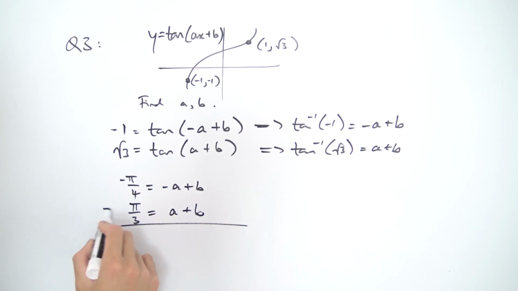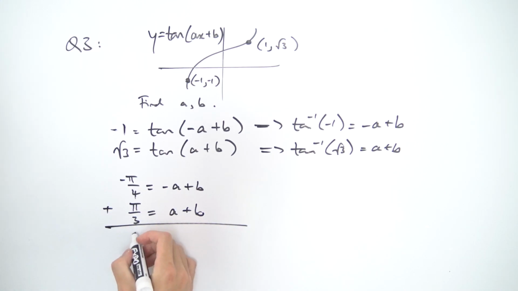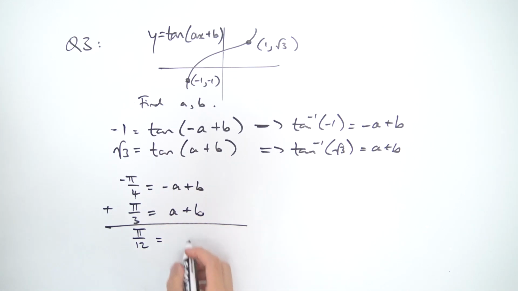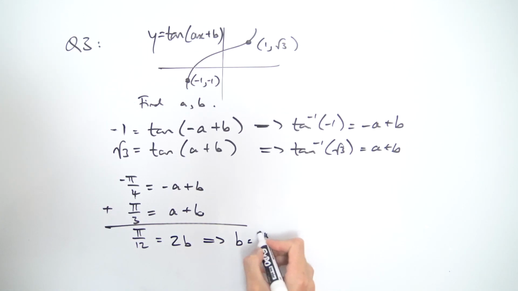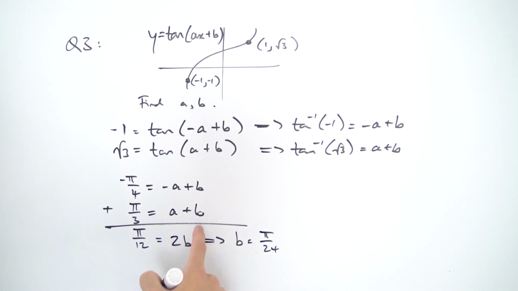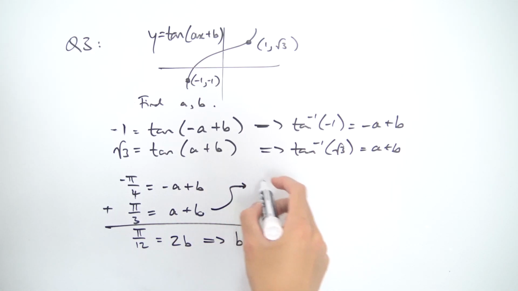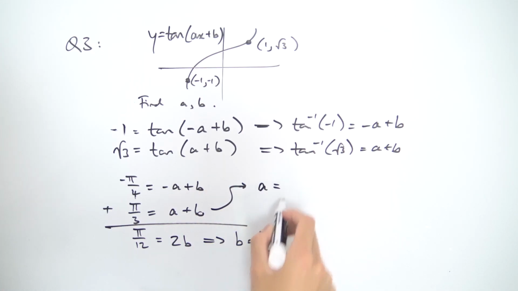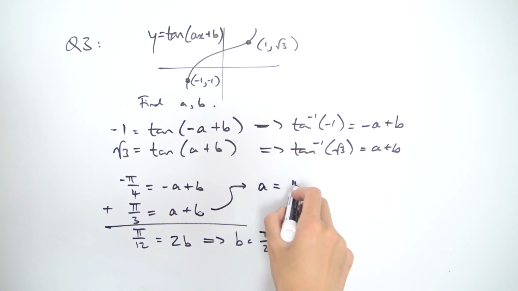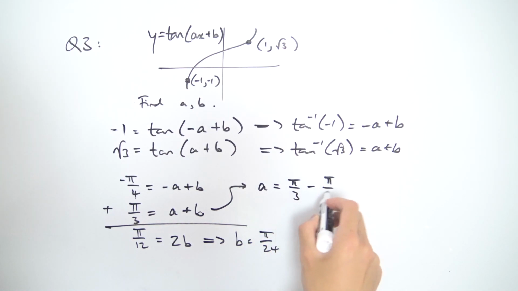Let's add these 2 equations together, and you should get pi on 3 minus pi on 4, which is pi on 12. And that's equal to, well, minus a plus a, that's 0, and b plus b, that's 2b. So you find that b is equal to pi over 24. And now let's plug b back into one of these equations. Let's choose this equation, for example. So for this second equation, if we want to find a, then we'll just have to subtract b on both sides. So that's pi on 3 minus pi on 24.